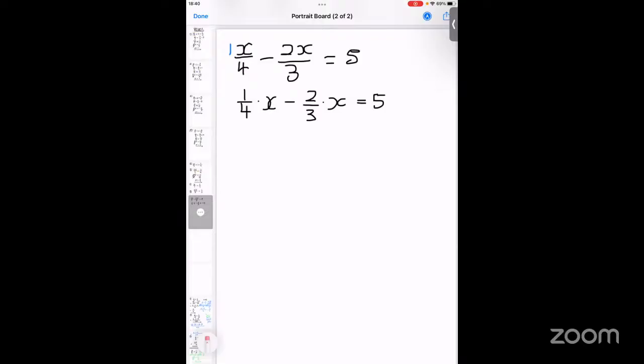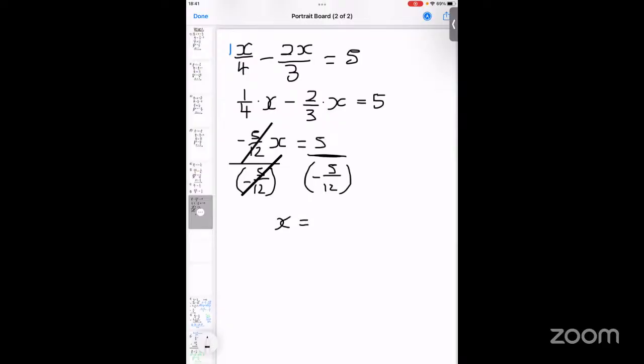Sir, it is negative 5 over 12. It is negative this. So it is negative 5 over 12x, which is equals to 5. So now we need to remove it. So that's why we will just remove by that coefficient, which is a fraction. So remember, whatever that you do on the left, you do exactly that same thing on the right. So that means that will cancel with that. Then you have x, which is equals to, you punch that on your calculator.